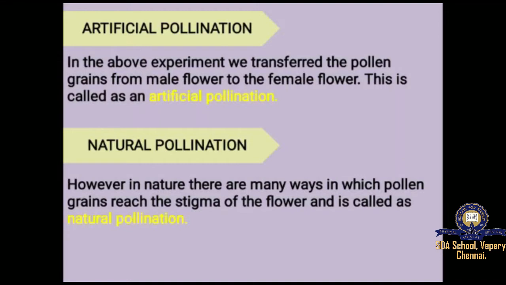There are two types of pollination: artificial pollination and natural pollination. In the above experiment, we transferred the pollen grains from the male flower to the female flower. So this is called artificial pollination. Whereas in nature, there are many ways in which pollen grains reach the stigma of the flower, and it is called natural pollination.